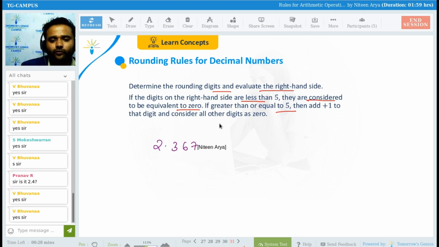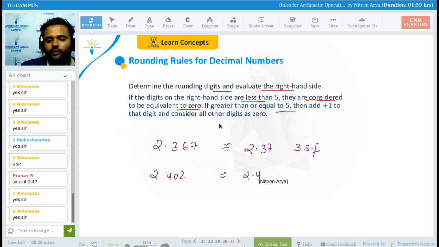2.367. If you need to round off this number to 3 significant figures, it is going to be 2.37. But if it is 2.402, obviously it is going to be 2.4 only, or you can write 2.40. Simple. Clear?